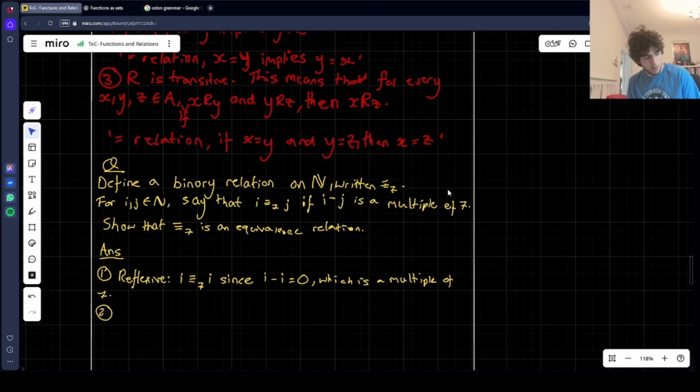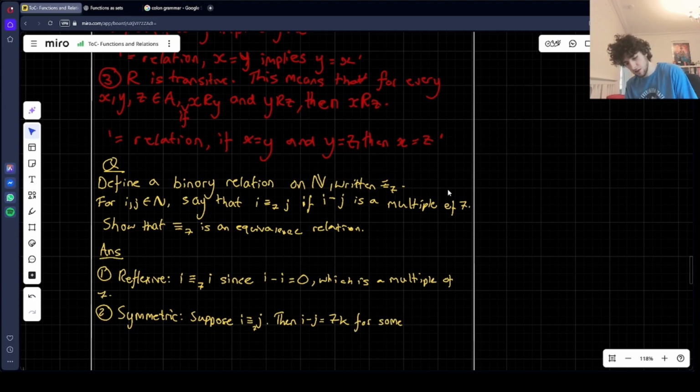Okay, and next we need to show it's symmetric. That was fairly straightforward. Symmetric is a little bit more tricky, but the same kind of idea. For this one you have to suppose that i is related to j by this relation. If that's true, then we know that i minus j is equal to 7k, or in other words, a multiple of 7, for some k. Actually, it doesn't necessarily have to be the natural numbers, because we could have 4 minus 10, for example. So for some k in the integers. That's definitely true if they're related by this rule.